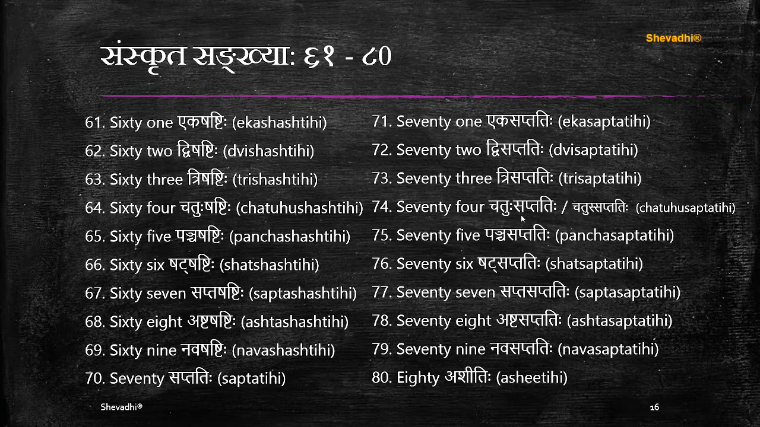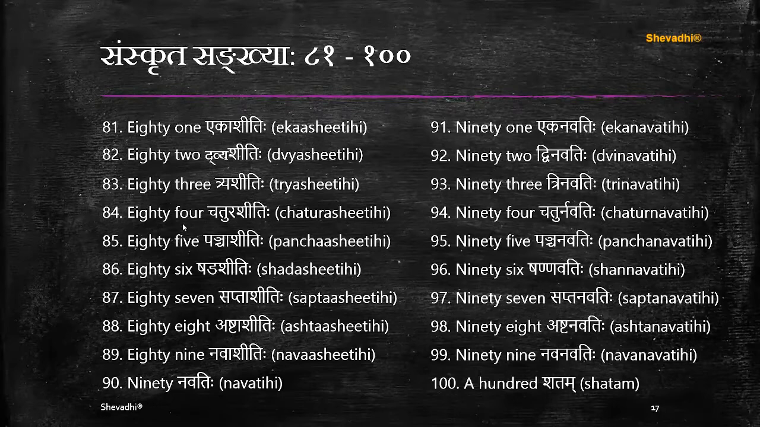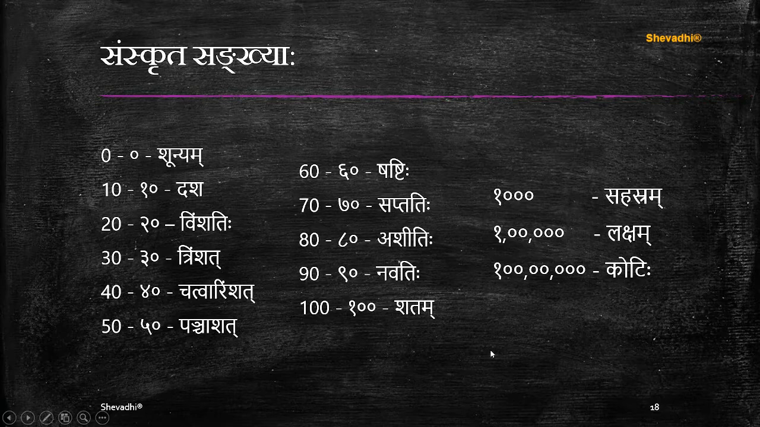replace that, as we know that when the visarga is followed by sa or sha, it gets replaced by the next sa or sha, half sa or half sha. So it becomes chatus saptatihi. So for the numbers with four, pay attention to that. Quickly look at all the numbers, counting by tens. If you know what is 20, 30, then counting from that point onward, for example, ekavimshatihi, and just like that for 30 onwards, you will have a similar pattern.